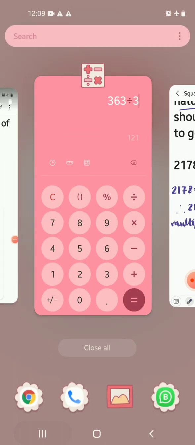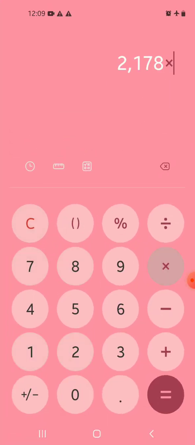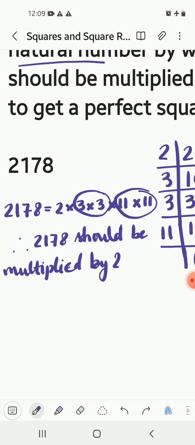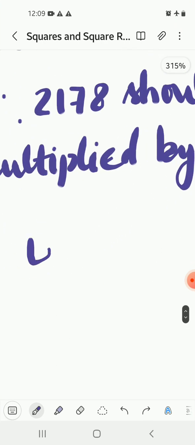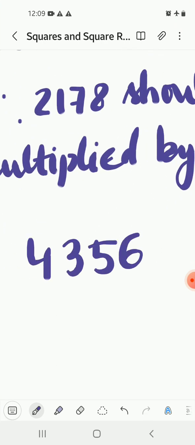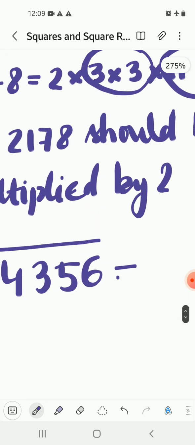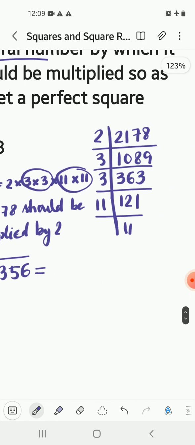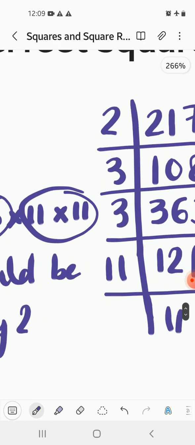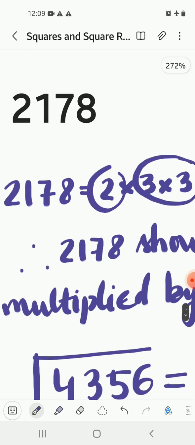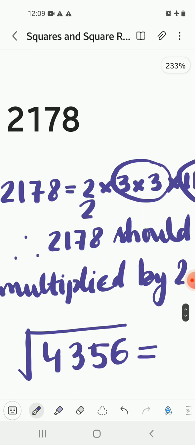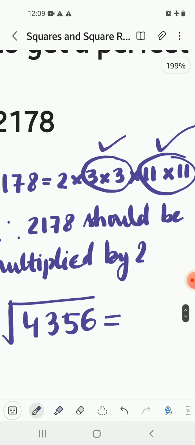So let's do it. 2178 into 2, we get 4356. So this 4356, this is a square. For finding the square root, you don't have to list these factors once again. There's a simple step, that is, you can see there was only one pair missing, that is the 2. So if we multiply this whole thing with 2, both the 2s become a pair. So from here we get a 2, and from here we've got a 3 and 11.